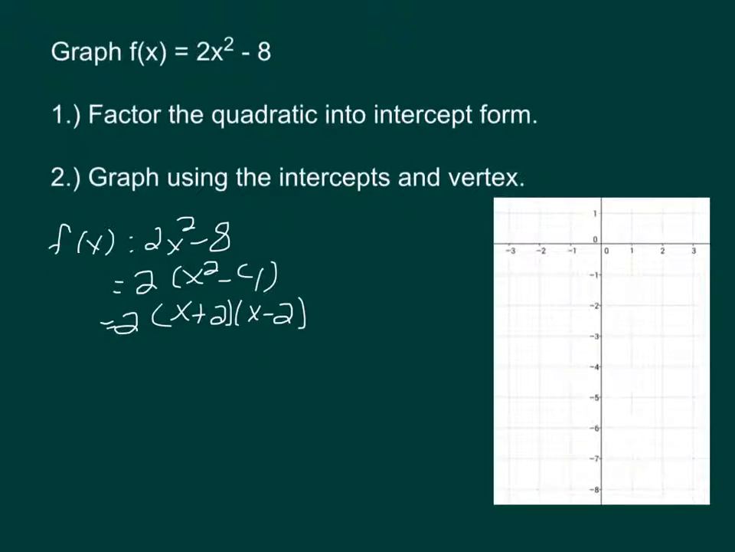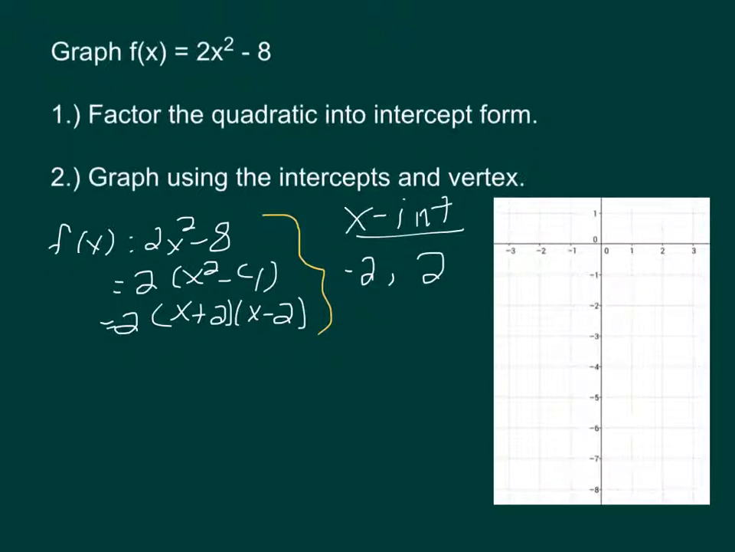This right here is enough information to determine my x-intercepts. The x-intercepts will be the two values that make this function 0. So I'm looking at what's being subtracted from x in these two spots. That's going to give me negative 2 for the first one, and then 2 for the other one. So those are my x-intercepts, negative 2 and 2.